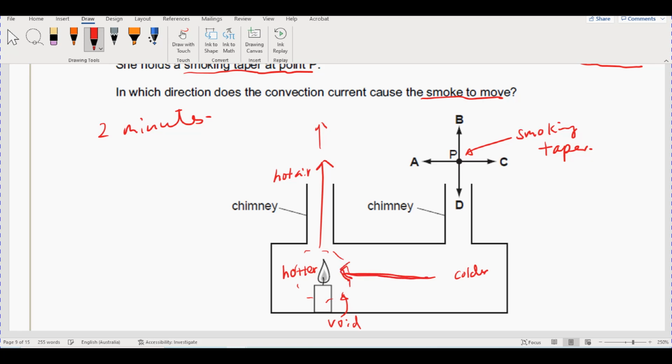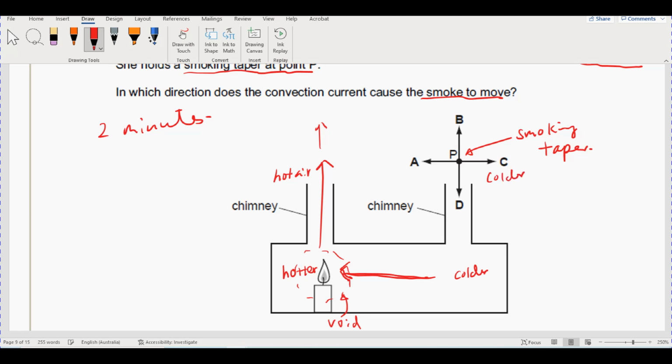So can you see that's kind of convection current? So hot air rises and cold air comes in. Okay, cold air comes in. So how about the smoke right here? Because the air around this region is also colder, right?